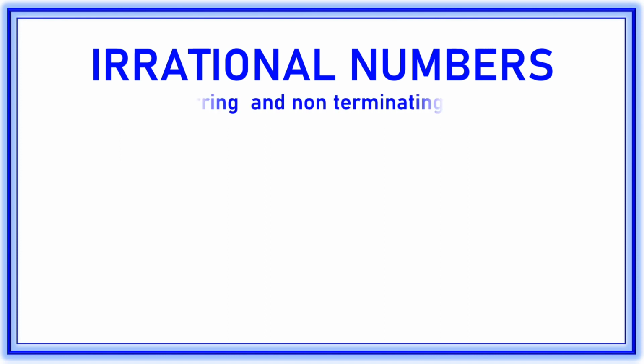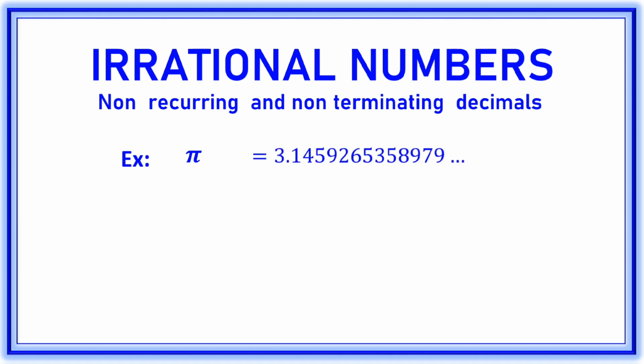Irrational numbers: non-recurring and non-terminating decimals are called irrational numbers. For example, pi. The value of pi is equal to 3.14159265358979 and so on. This number is a non-recurring and non-terminating decimal, hence pi is called an irrational number.